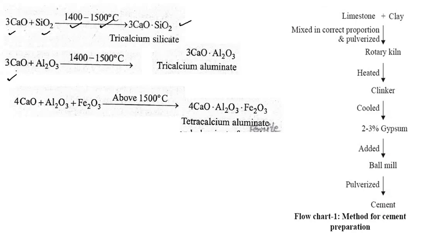Now the next one is 3 calcium oxide and 1 molecule of alumina, which react at 1400 to 1500 degrees centigrade to form tricalcium aluminate. And now last, the calcium oxide, alumina and iron all combine together to form tetracalcium aluminoferrite. You can write ferrite here also. So these are the reactions involved in this.